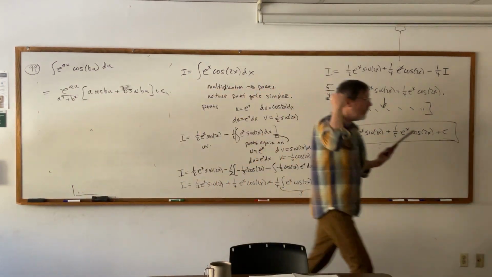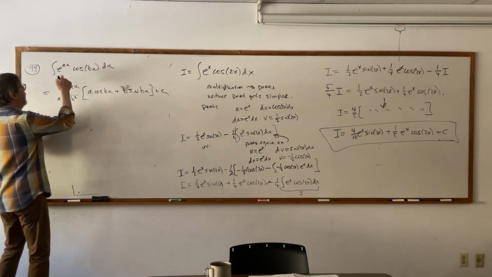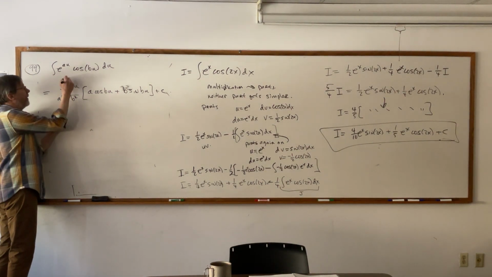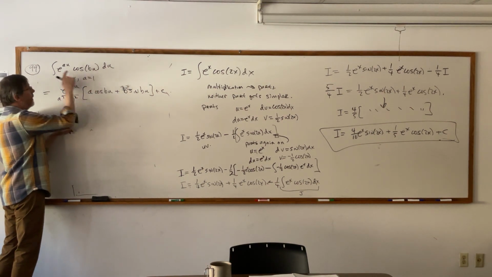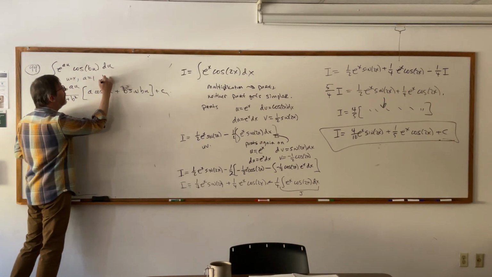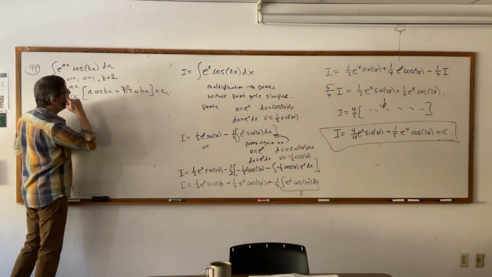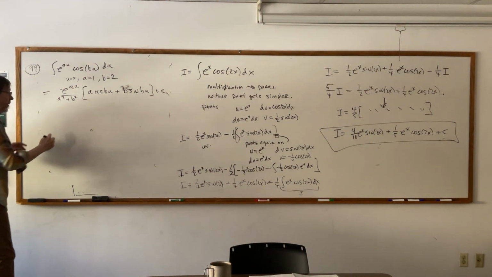So notice how we could actually just use that formula, number 98, to knock this thing out. Here we have u is x. For us, a is 1, because it's just e to the x, and then b is 2. And we could get the same answer in a very similar way. Let's do it real quick.